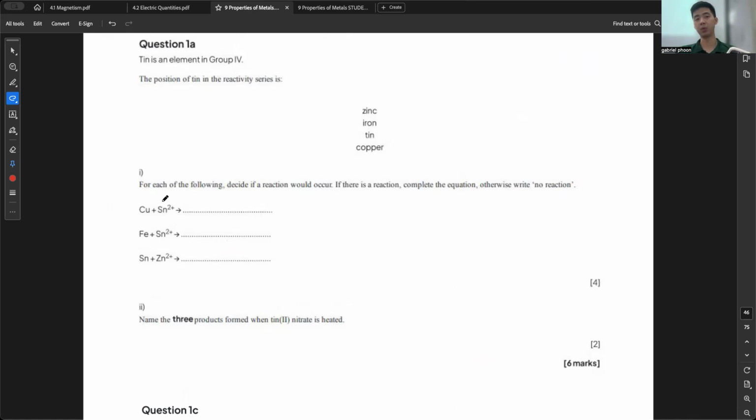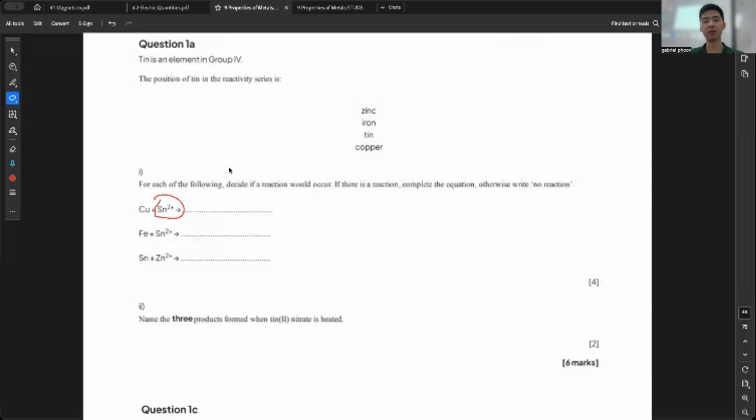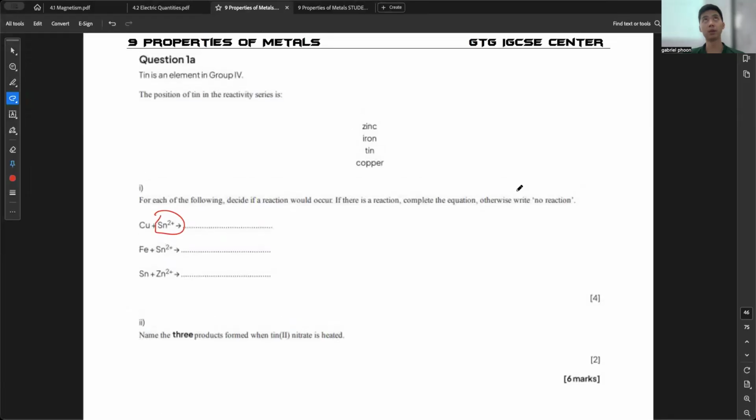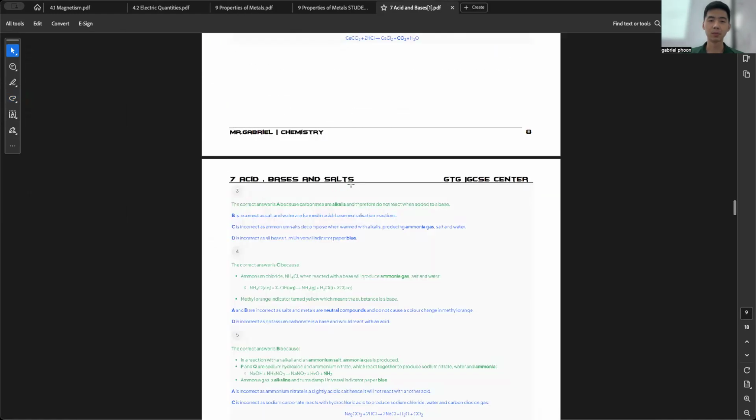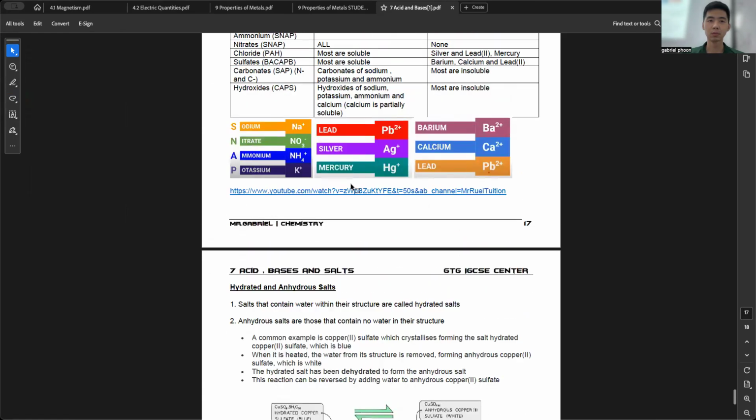When they say it's Sn2+, most likely it means it is in an aqueous solution. That's why it becomes an ion. It could be any solution, like zinc sulfate or zinc nitrate. What does the P stand for again? Sulfate, nitrate, potassium. Wait, let me double check. Lead. Zinc potassium. Oh, it was potassium.